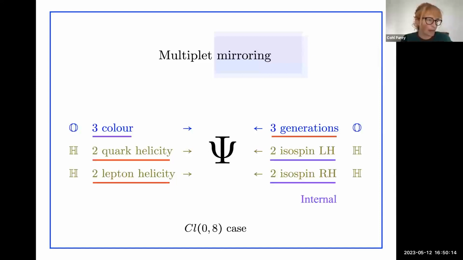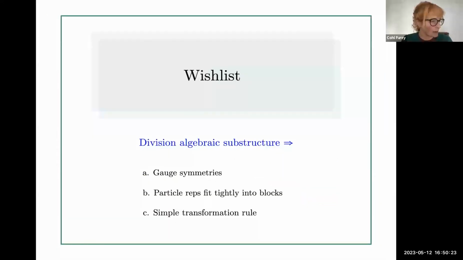So to address this final item in our wish list, the octonionic substructure of our CL8 does supply us with a natural way to identify certain symmetries and observables that are familiar in particle physics. For better or for worse, though, the details are close to, but not exactly the same as, what we see in the standard model.